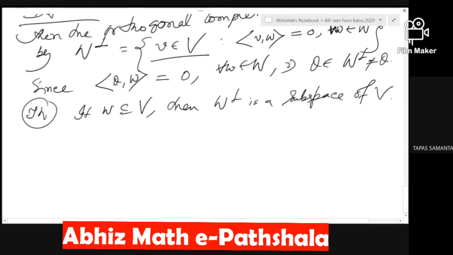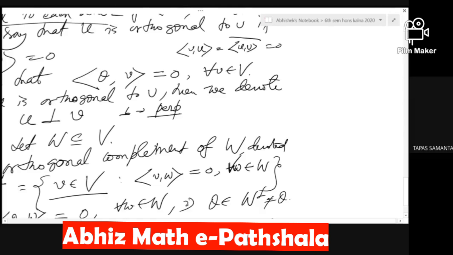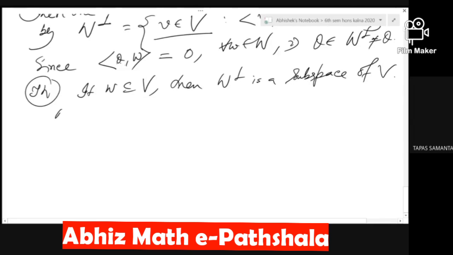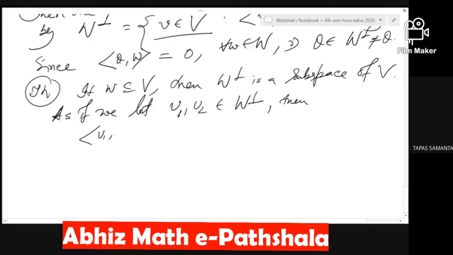Why? Because if we let V1, V2 belong to W perp, then <V1, w> equals 0 and <V2, w> equals 0 for all w belonging to capital W.